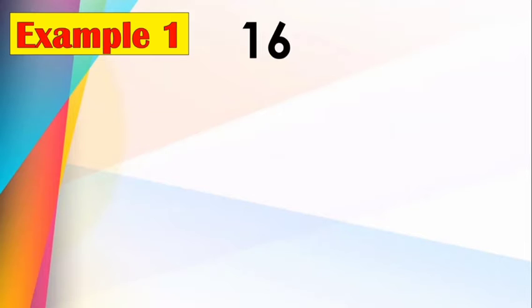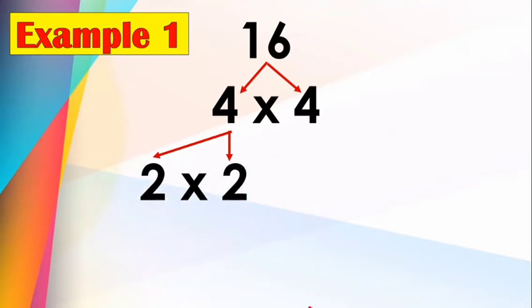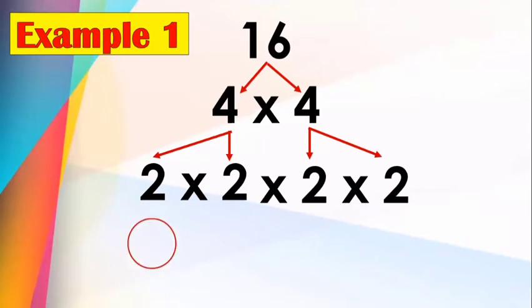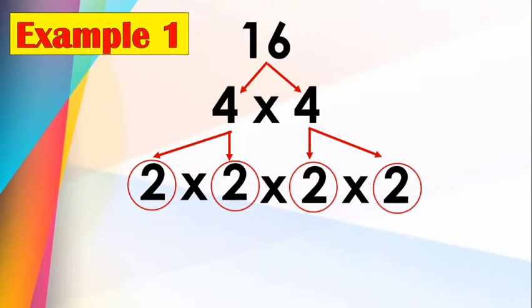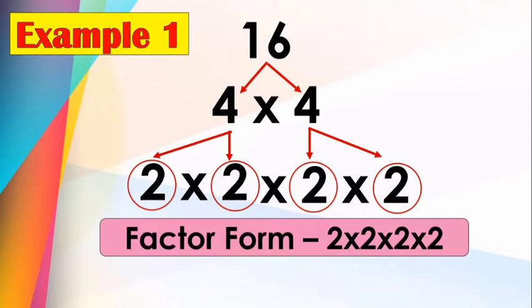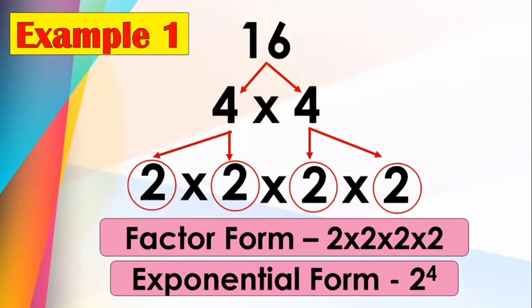We have 16. We're going to write two factors under each number. The factors of 16 can be 4 times 4. 4 is a composite number, so we're going to express 4 as 2 times 2, and the other 4 as 2 times 2. 2 is prime, so we stop when all the factors are prime. So the prime factorization of 16 is 2 times 2 times 2 times 2. It can also be written in exponential form, 2 to the 4th power.